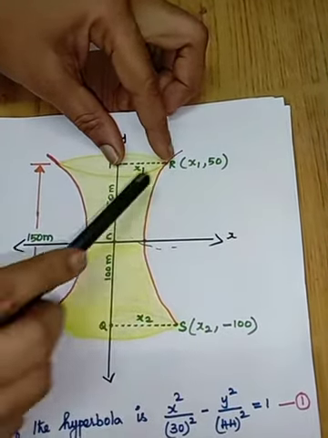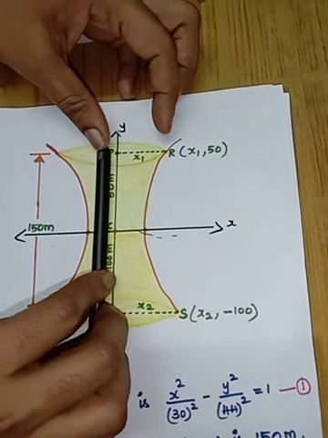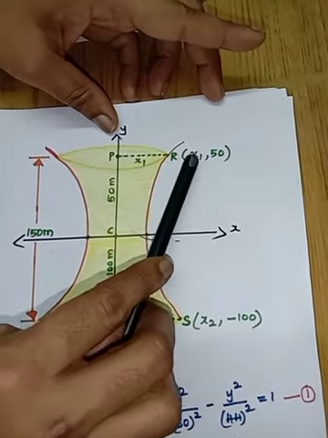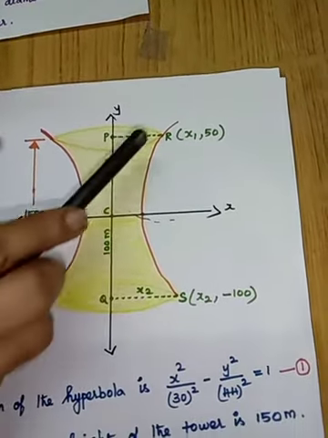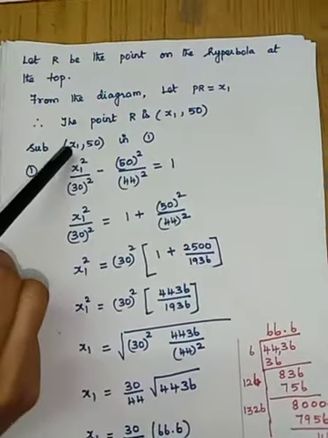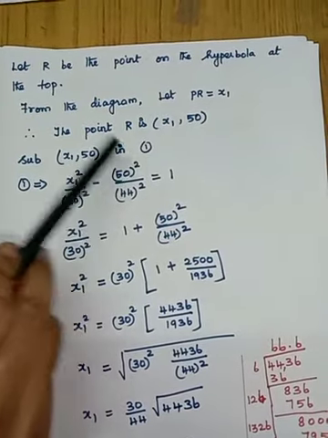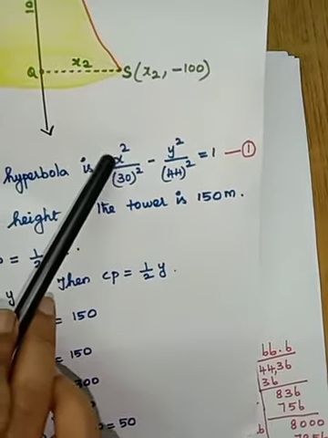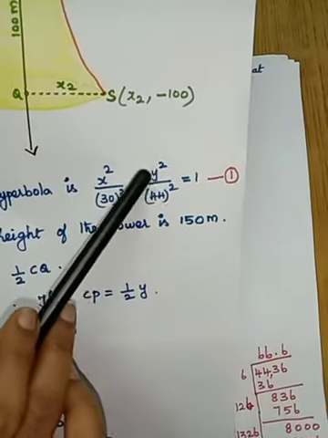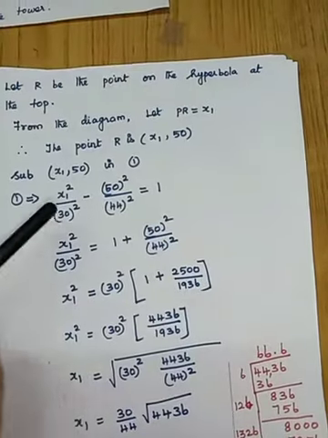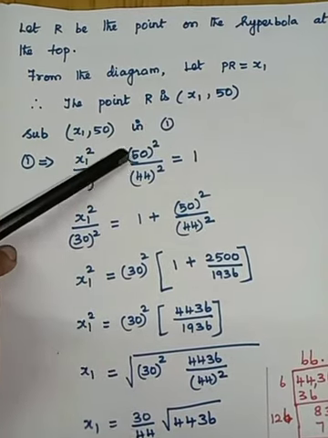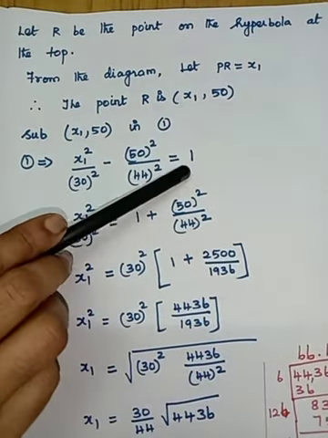And what is the vertical distance of R? It is nothing but CP. What is CP? It is 50. So R point is x1 comma 50. Where is R? It is on the hyperbola. So we have to substitute x1 comma 50 in equation 1. In the place of x you have to substitute x1, in the place of y you have to substitute 50. So the equation will become x1 squared by 30 the whole square minus 50 the whole square by 44 the whole square is equal to 1.